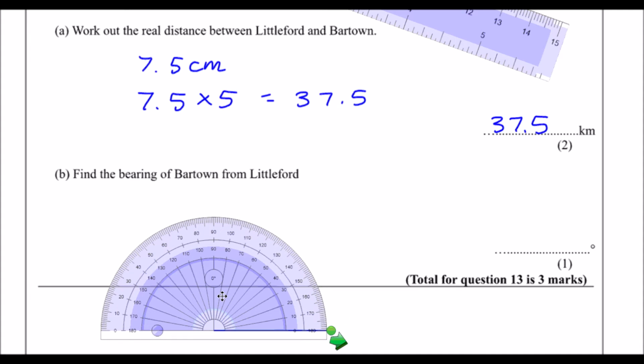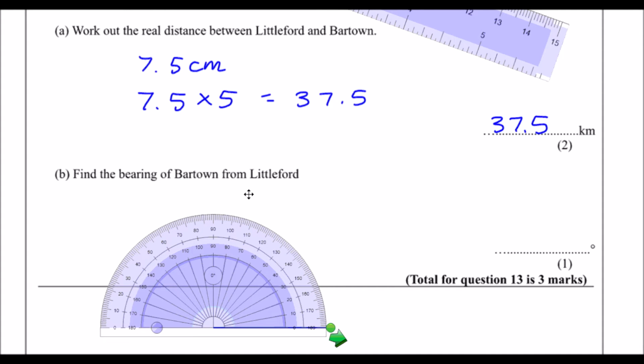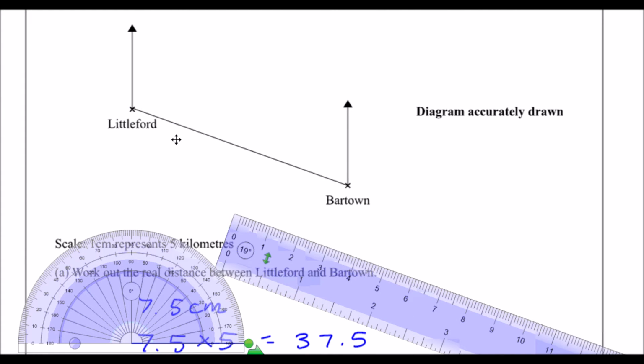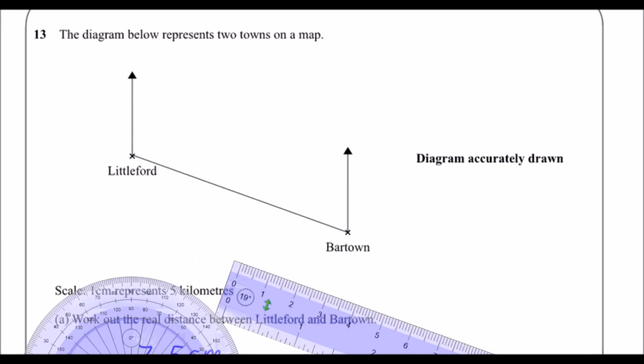Part B, find the bearing of Bartown from Littleford. So a bearing is measured from the north line and it goes clockwise, and it's always got to be 3 figures. So if it was less than 100, say it was 82, we'd have to write 0, 8, 2. It's always 3 figures.